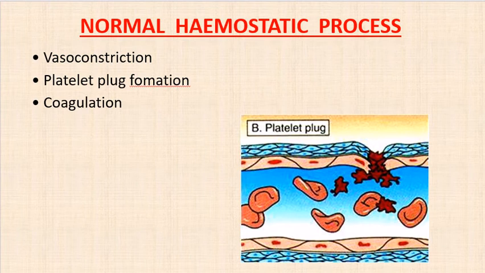In the normal hemostatic process, when a blood vessel is severed or cut, first of all there is small vasoconstriction there. Then a temporary platelet plug is formed there, and third, the coagulation occurs and a permanent plug or firm plug is formed which stops bleeding.